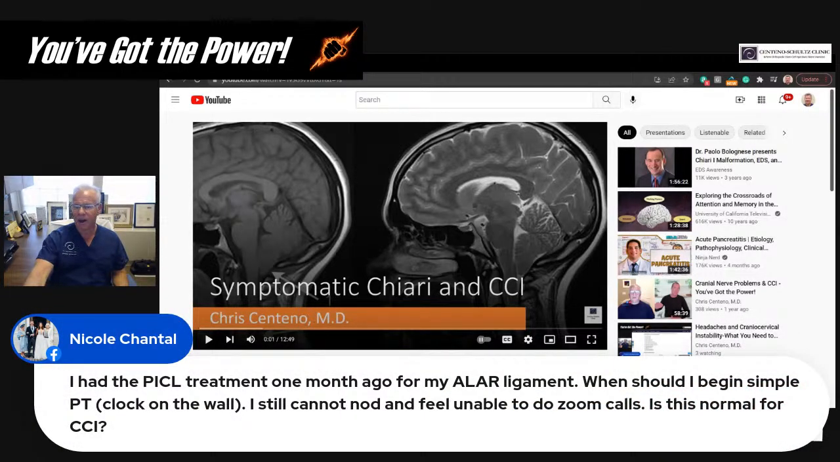Nicole Chantal, I had the PICL treatment 1 month ago for my ALAR. When should I begin simple PT, clock on wall? I still cannot nod, and I feel unable to do Zoom calls. Is this normal for CCI?